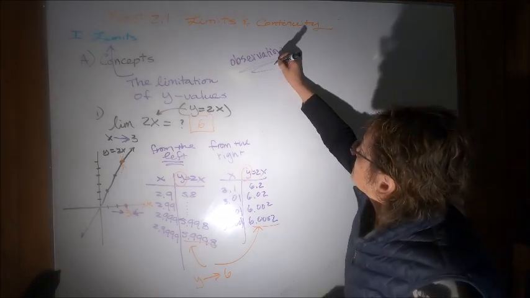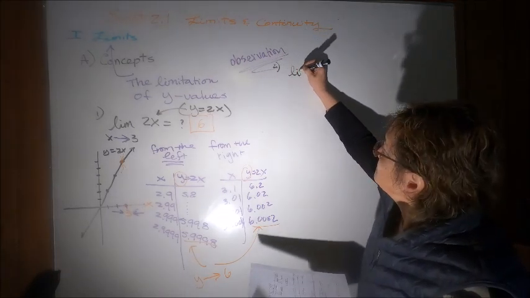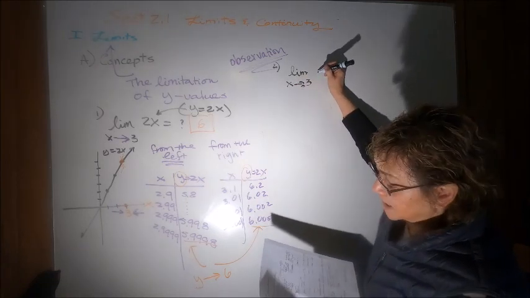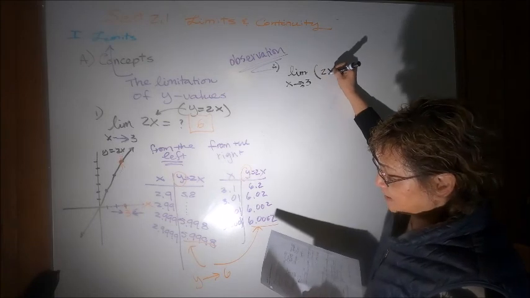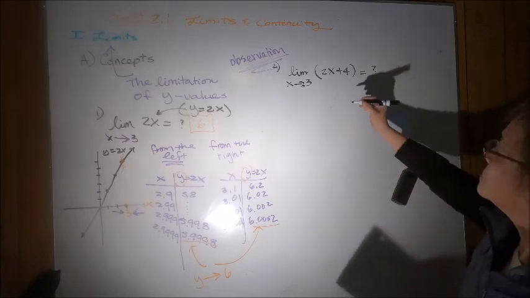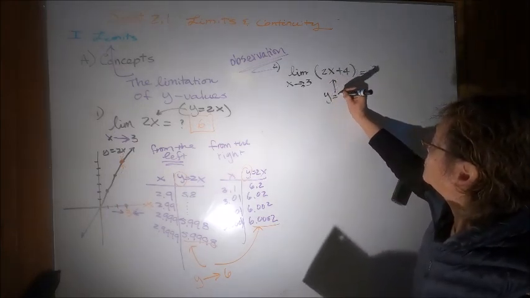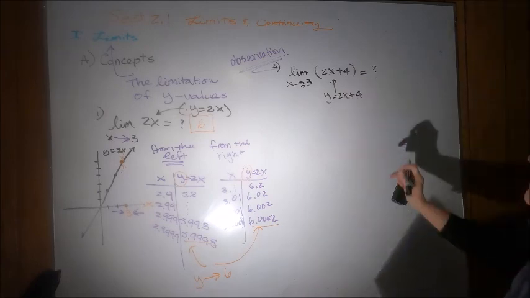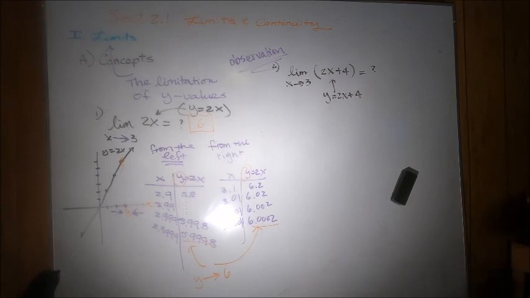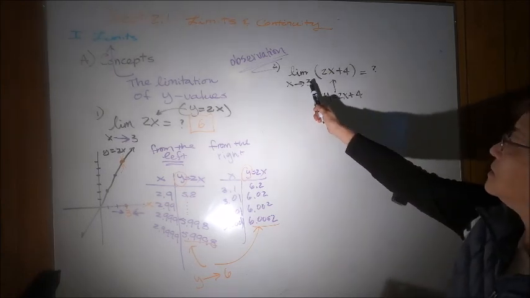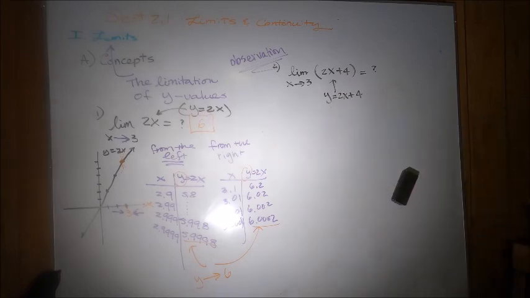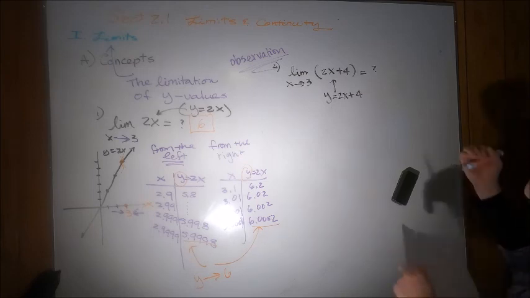So let's take a look at another one. If I have the limit as x approaches 3 of the equation 2x plus 4, we'll try to find the answer. So this means y equals 2x plus 4, and this one is a condition we can use to plug in directly. What do you think? 3 times 2 is 6, plus 4 is 10. So the answer is 10.